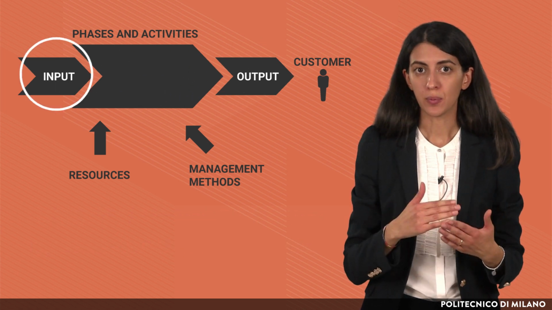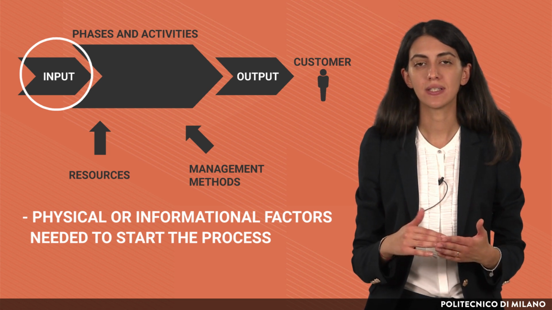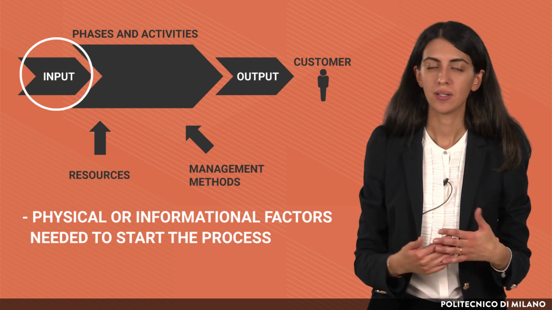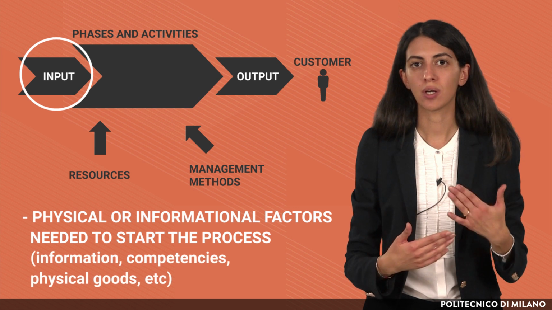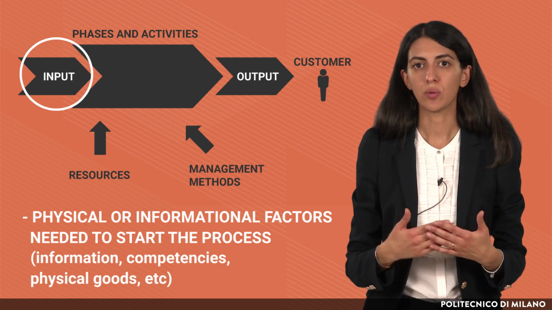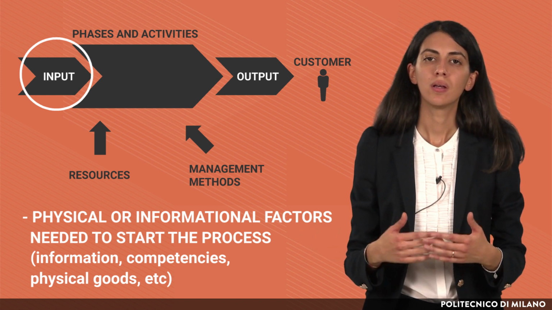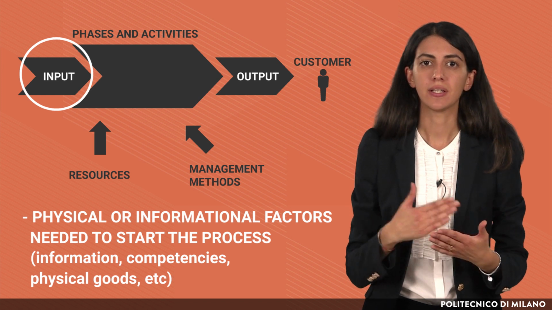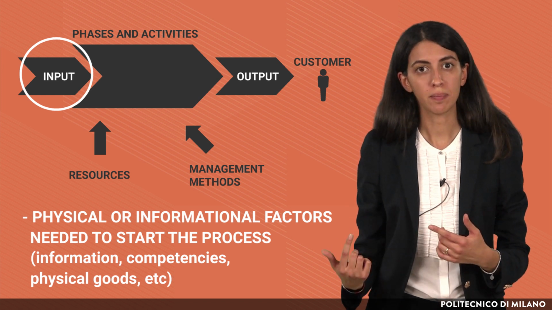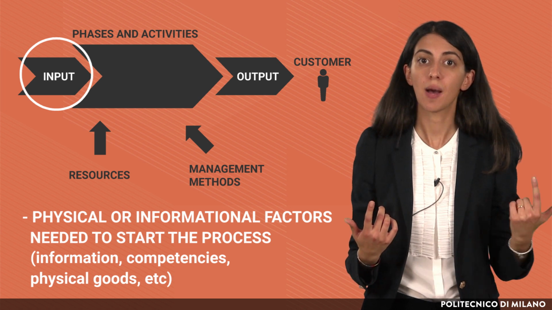We also have inputs of the process that are physical or informational factors that are needed to start the process. In other words, all the information, competencies, physical goods, and so on and so forth that are needed to carry out the process and achieve the final product or service. If the output defines the characteristic of the process downstream, the input defines the characteristic of the process upstream at its very start.